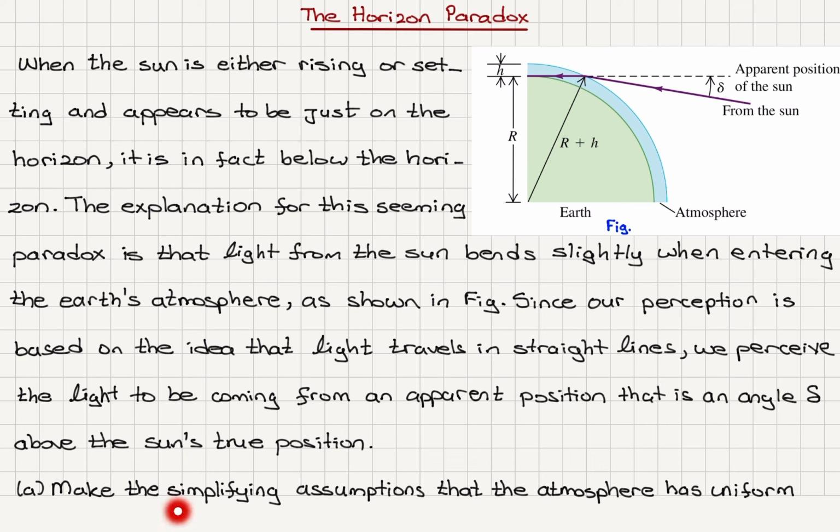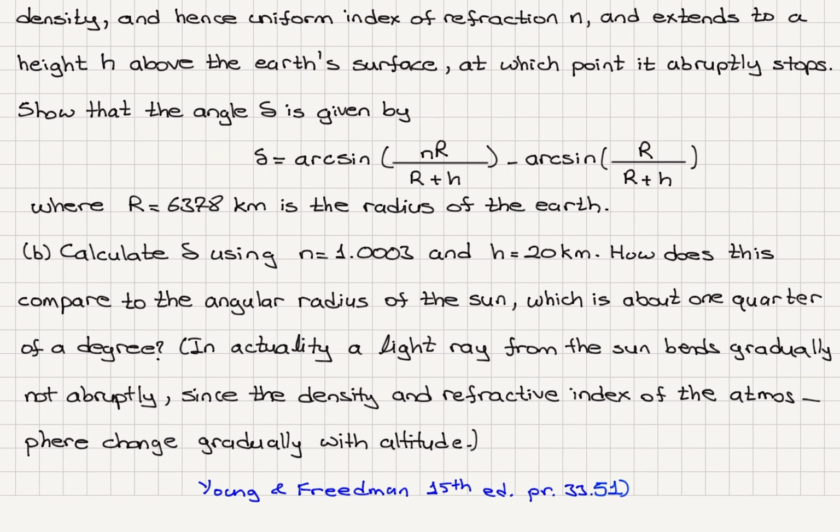Part A: make the simplifying assumptions that the atmosphere has uniform density, and hence uniform index of refraction n, and extends to a height h above the Earth's surface, at which point it abruptly stops. Show that the angle delta is given by arcsin(nr/(r+h)) minus arcsin(r/(r+h)), where r is 6,378 kilometers, the radius of the Earth. Okay.